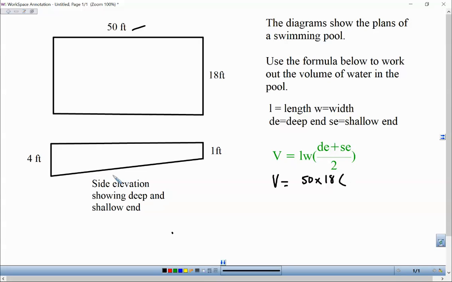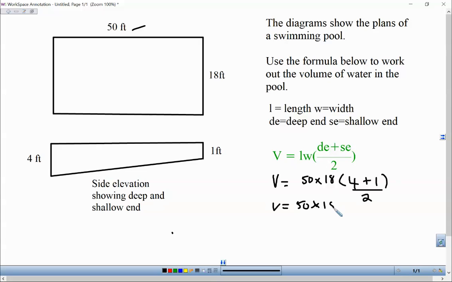Brackets, deep end. Well, deep end's mentioned here. The deep end will be the deeper end, so it must be that one, 4, plus shallow end. SE stands for shallow end. That's the shallow end. Divided by 2. So volume equals 50 times 18.